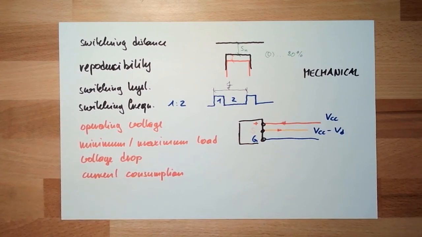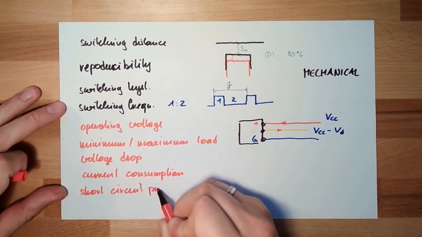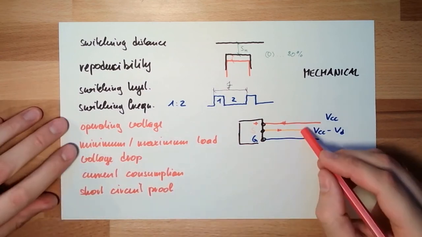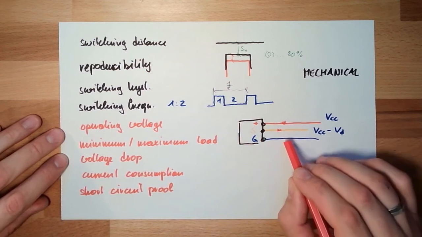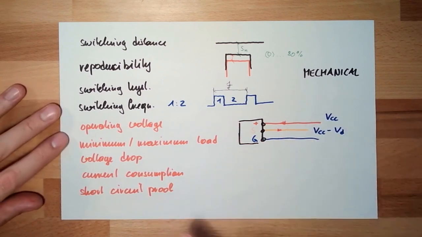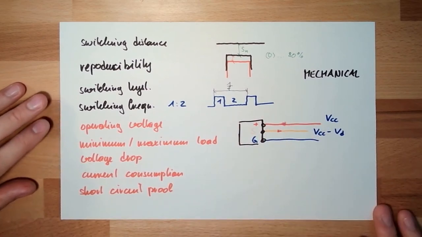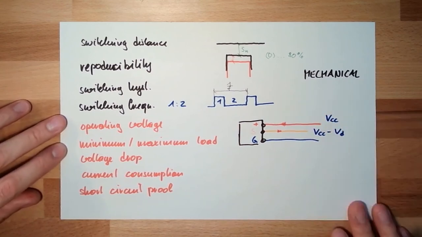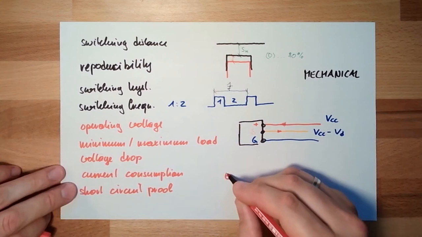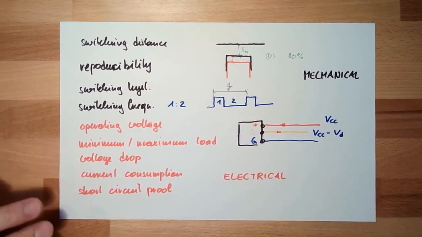Okay. And then there's something that it might be short circuit proof. What does it mean? Even if I have a contact between signal and ground, it will not matter. It's proof. It's not bulletproof, it's short circuit proof. Then it will limit the current by itself, even with the highest possible supply voltage. Okay. So these are the electrical characteristics.